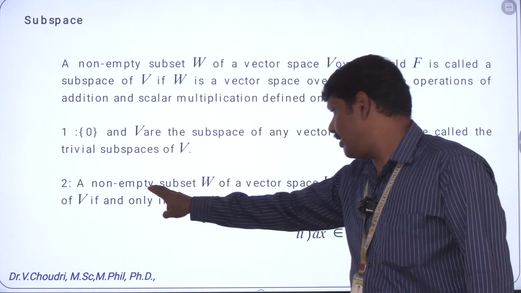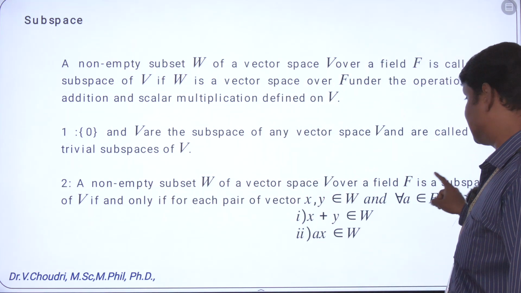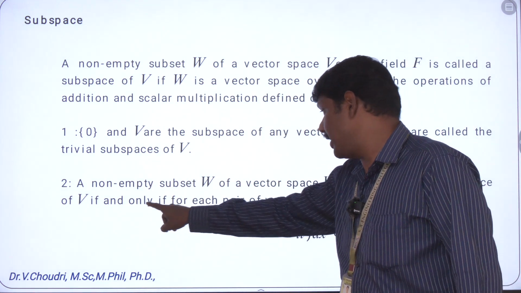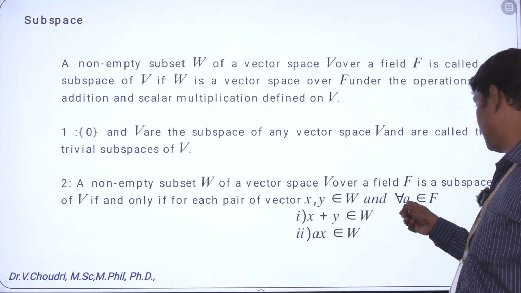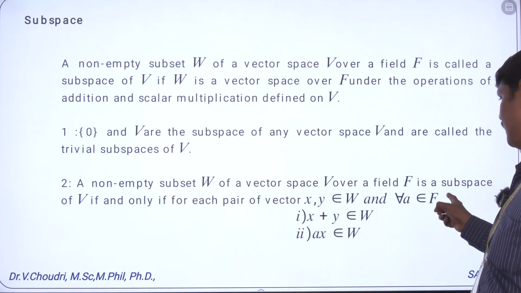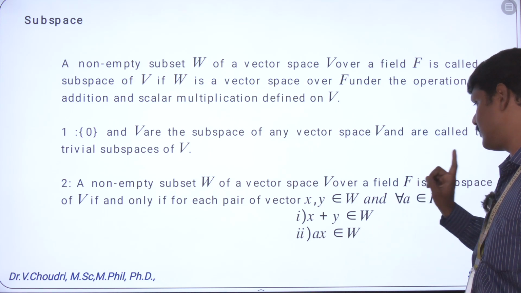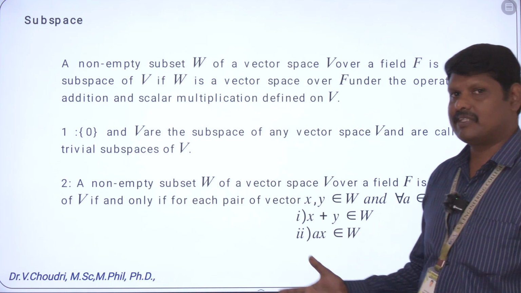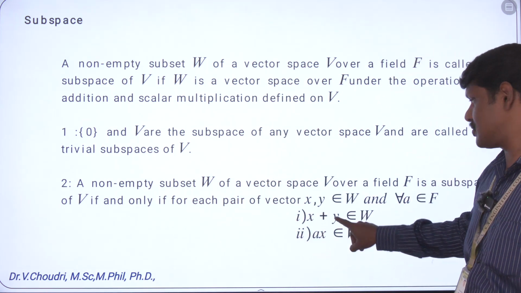Second, a non-empty subset W of a vector space V over a field F is a subspace of V if and only if for each pair of vectors x, y belonging to W, taking a scalar a from the field, x plus y belongs to W and ax belongs to W. So out of the axioms, a subspace must satisfy these two conditions.